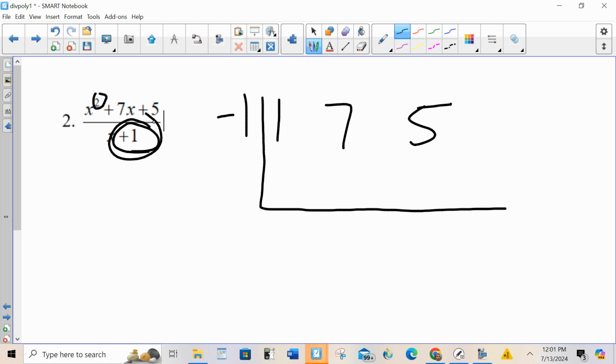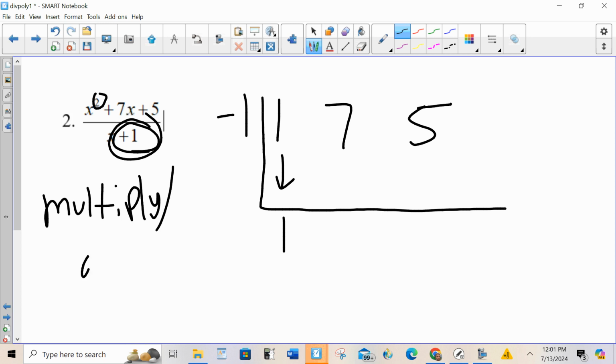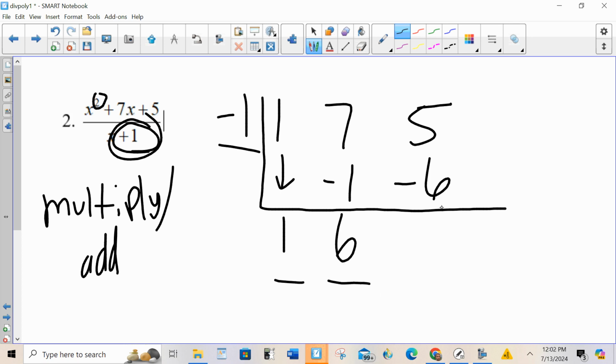Now, my first number comes down, and then I multiply it. I multiply the bottom and the outside. 1 and negative 1 is negative 1. Add 7 and negative 1 is 6. Multiply 6 and negative 1 is negative 6. Add 5 and negative 6 is negative 1. These are the coefficients of my answer.